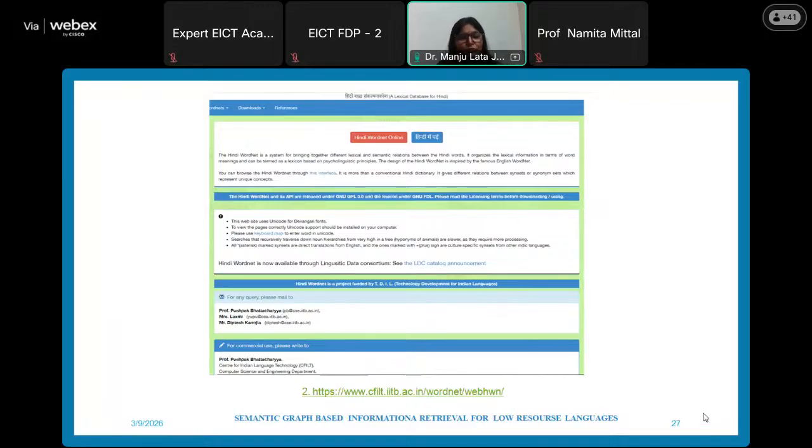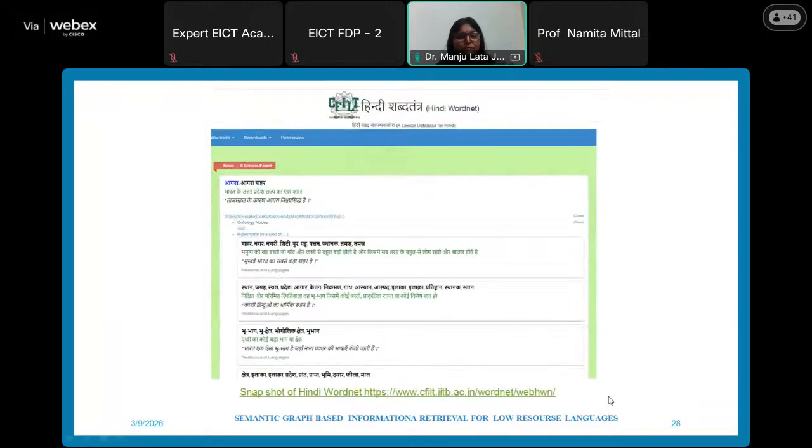A screenshot is also pasted here, but I think it is not much visible. Yes, you can see here Hindi Shabdantra. Hindi WordNet is known as Hindi Shabdantra in Hindi. Suppose Agra is there: भारत के उत्तर प्रदेश राज्य का एक शहर, ताजमहल के कारण आगरा विश्व प्रसिद्ध है. That is a narration about that.